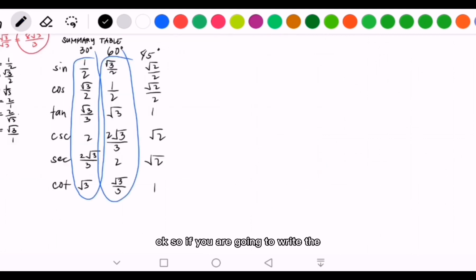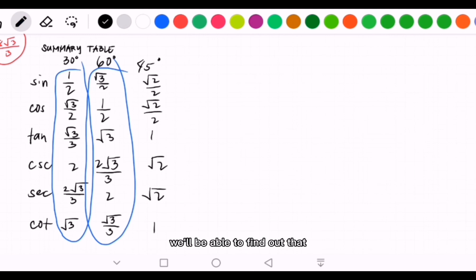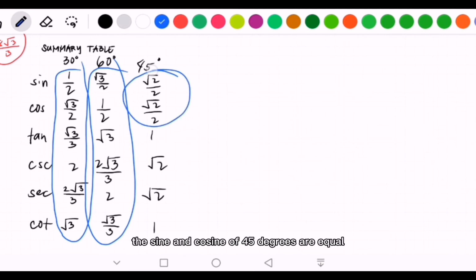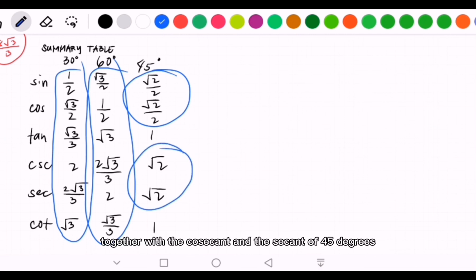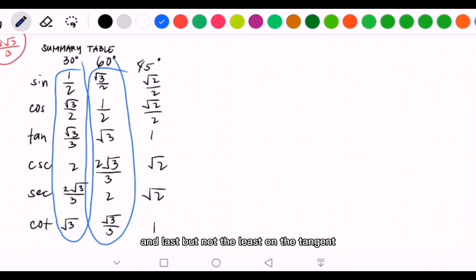If we write the six trigonometric ratios on the summary table, we'll find out that the sine and cosine of 45 degrees are equal, which is square root of 2 over 2, together with the cosecant and the secant of 45 degrees, which is square root of 2. And last but not least, the tangent and the cotangent of 45 degrees are equal to 1.